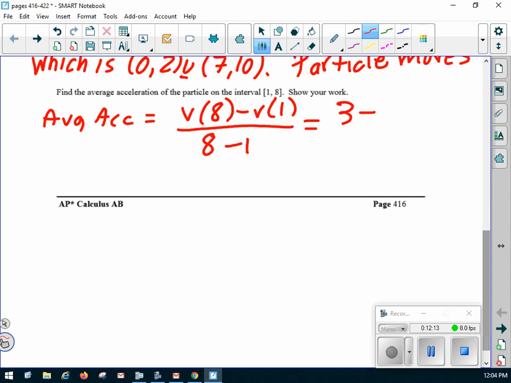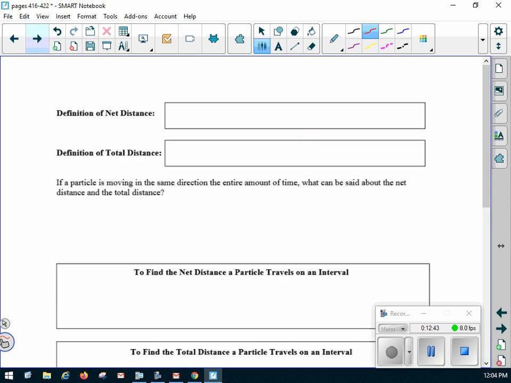V of 1. 0 what? Use your units. Good, meters per second, because this is acceleration. Now, does that mean he was never accelerating at all? No, it's just the average over that interval.